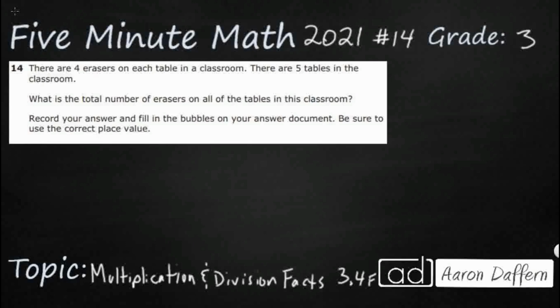So we have a simple problem here about four erasers on each table, and there are five tables in the classroom. We need to find the total number of erasers on all the tables, but there's no answer choices to choose from. It's not multiple choice, it's a free response. So we need to figure this out on our own and then try to see if we can fill it out on a bubble sheet or an answer document. We'll see what that looks like right at the end of the video. But let's look at the problem itself.